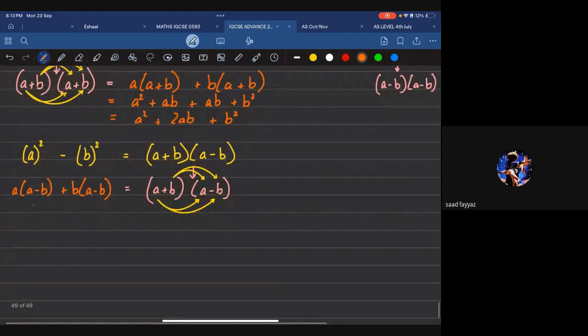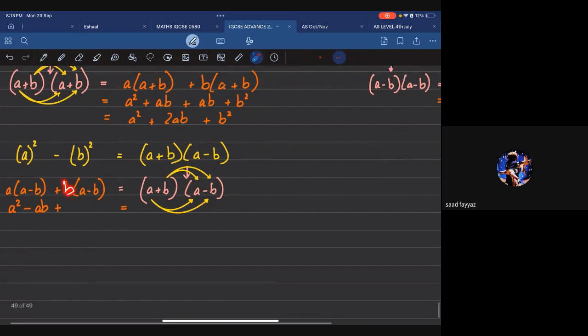Now, if I try to solve this further, what am I going to get? I'm going to get a squared minus ab plus, okay, again, if I write ba or ab, it does not matter because you're multiplying these two. It means the same thing. So I can write it as ab minus b squared.